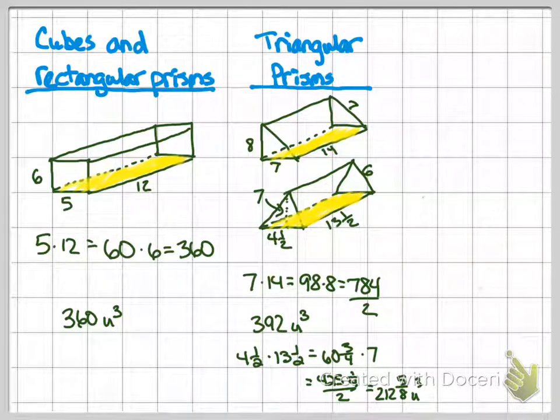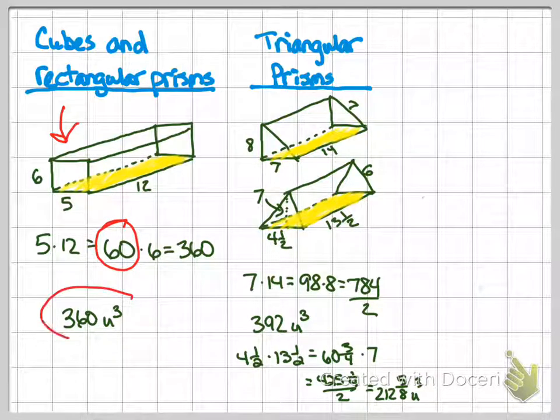So, when we're talking about cubes and rectangular prisms, the yellow in all three of these diagrams shows the bottom. In our rectangular prism, you do 5 times 12, which is 60, and then the height of it is 6. 60 times 6 is 360 units cubed, and then you're done.